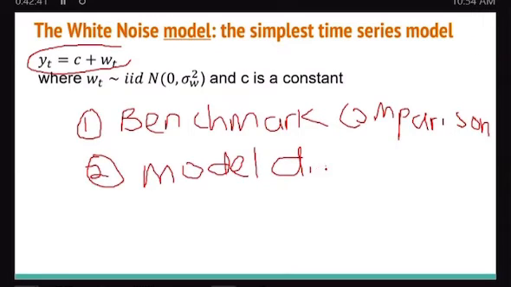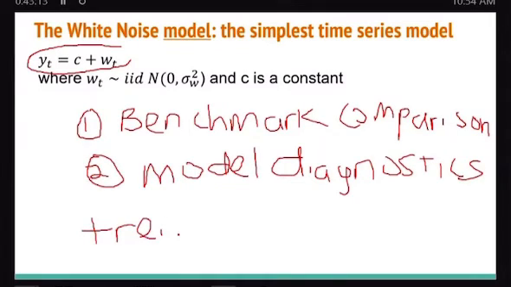Now, I need you to listen. Why do we need a white noise model in time series? Number one, I said benchmark comparison. What do I mean by benchmark comparison? It enables us to investigate the presence of trend. Trend. You know what I mean? Like, are we going to have an increasing or decreasing pattern?